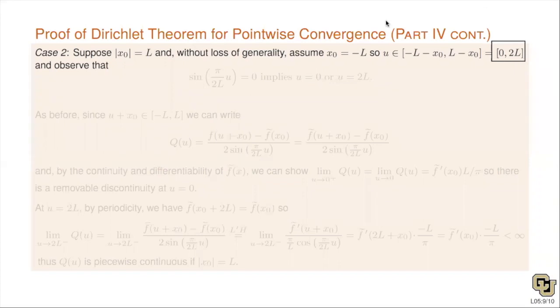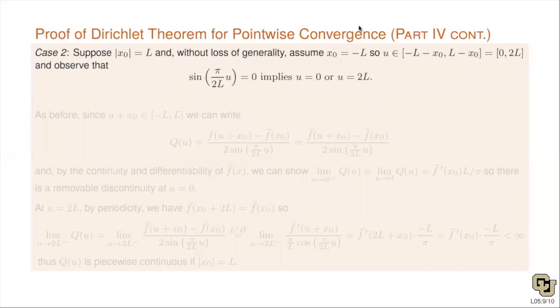Now we want to check what the roots of the denominator are. Where is sine of pi over 2L times u equal to 0 in this interval? It's 0 at the endpoints: when u is 0, and when u is 2L. We've already dealt with the case when u is 0. The only difference here is that, because this is at an endpoint, instead of a two-sided limit we would have to do a one-sided limit, approaching from the right.